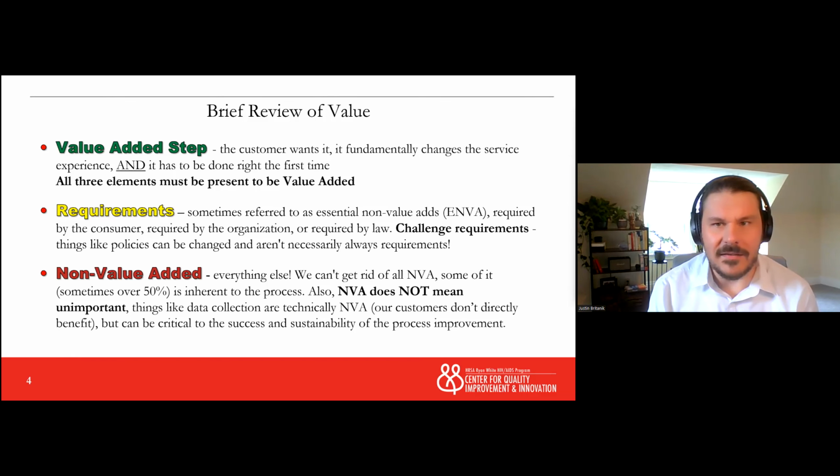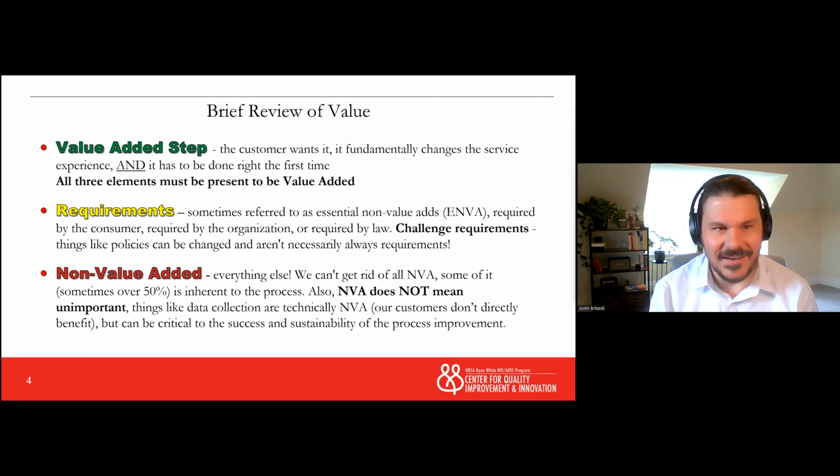And the next one is requirements, or sometimes you'll hear essential non-value added. We know it's non-value adding, but we can't get out of doing it. Those are things that are required by our patient, consumer, customer, or client, required by the organization, or required by law. And I think there's a real temptation for folks to throw a lot of things into requirements or essential non-value add when they first get started.